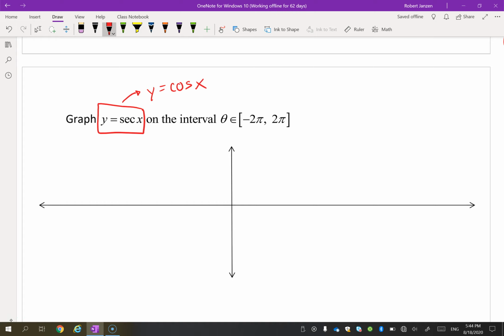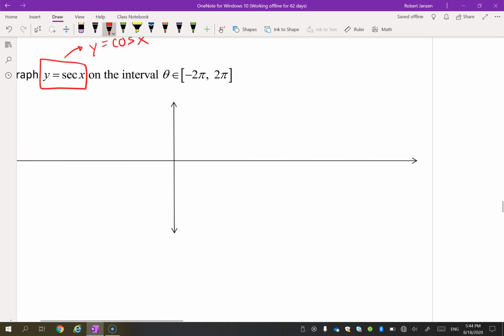So secant is 1 over cos. So I'm going to quickly draw cosine here. Okay, and you should be able to do this pretty quickly if you've prepared well enough. Okay, so this is pi by 2, pi, 3 pi by 2, 2 pi. Okay, and again, I'm just going to graph from 0 to 2 pi. The cosine graph looks like this. Okay, something like that.